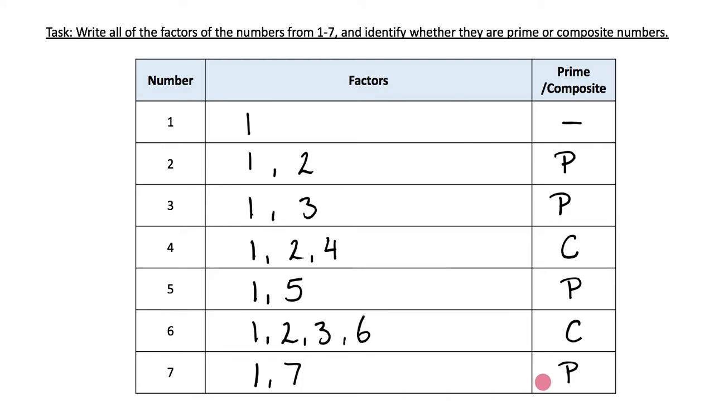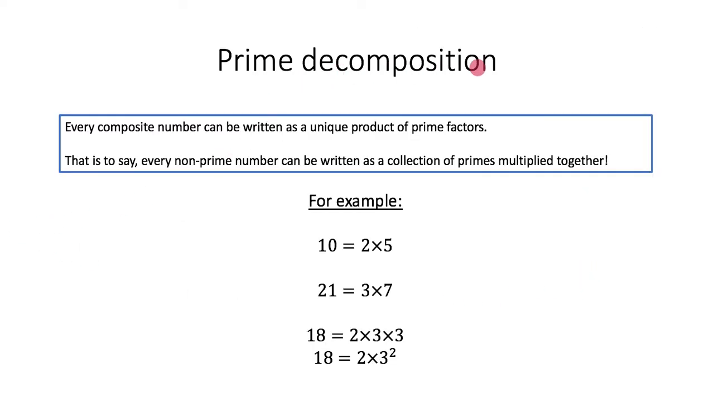Perfect. Hopefully you are therefore able to identify between prime and composite numbers. Let's now move on to prime decomposition. Every composite number can be written as a unique product of prime factors. That is to say, every non-prime number can be written as a collection of primes multiplied together.